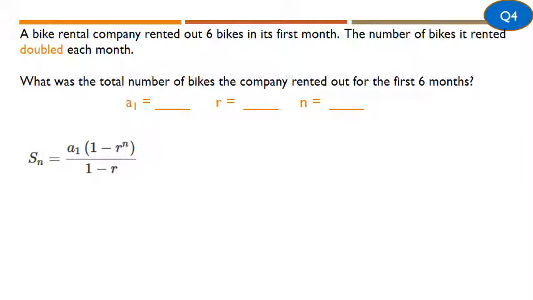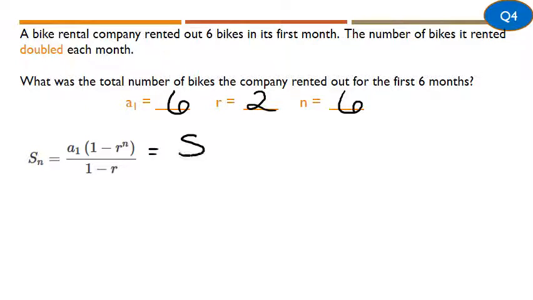All right, in this one, a bike rental company rented out 6 bikes in its first month. The number of bikes it rented doubled each month. So the first month, where your a sub 1 is 6, it doubled. That means you're multiplying by 2. And we're trying to find the first 6 months, so we're going to add up the first 6 months. So I have all 3 numbers.